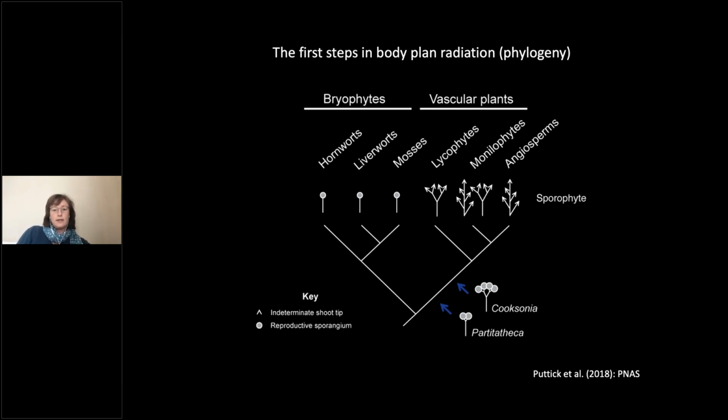So there's a really wide morphological disparity between the sort of single stem with a bobble on top that you have in the bryophytes on the left and the indeterminate shoots that you have in the vascular plants on the right-hand side.